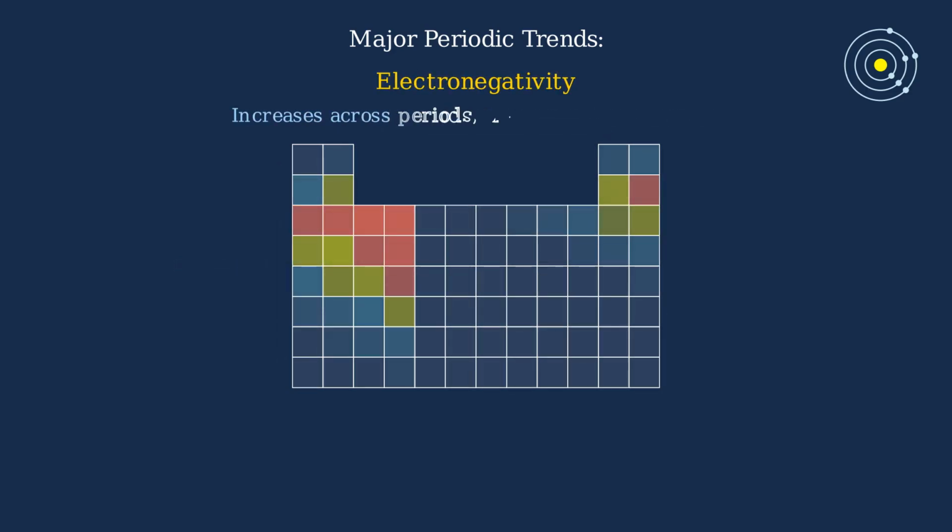Electronegativity is an atom's tendency to attract electrons in a chemical bond. Like ionization energy, it generally increases across a period and decreases down a group. Fluorine in the upper right is the most electronegative element, while elements on the left side of the table have lower electronegativity values.